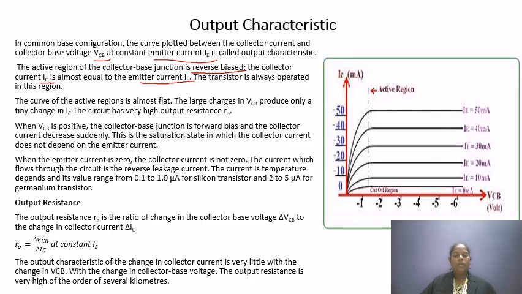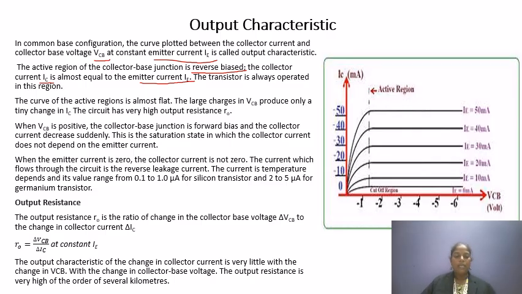Clear? So let us come to the output resistance. What is the formula for output resistance? Output resistance is nothing but voltage by current. What is the output voltage? Voltage is the collector base voltage. And what is the current? We are collecting the current from the collector, so it is IC. Therefore VCB by IC with constant input current, and constant input current is nothing but IE.